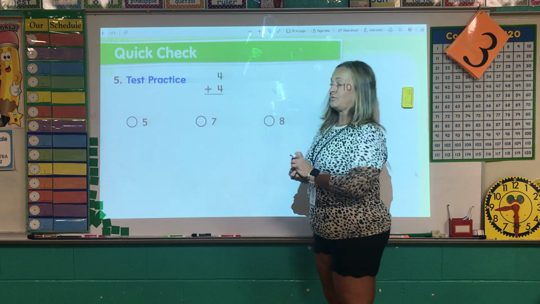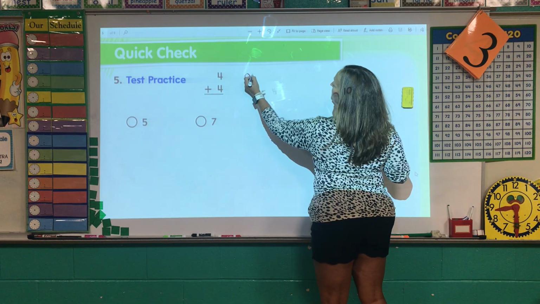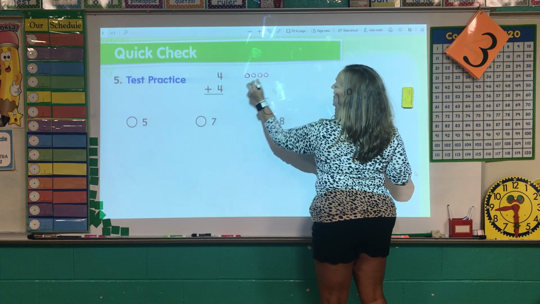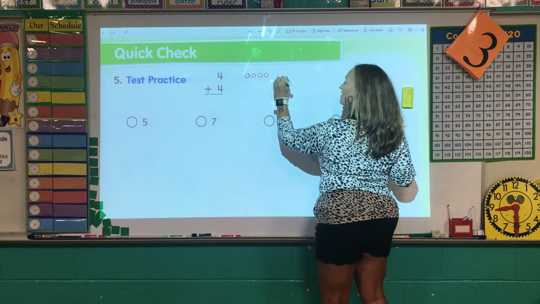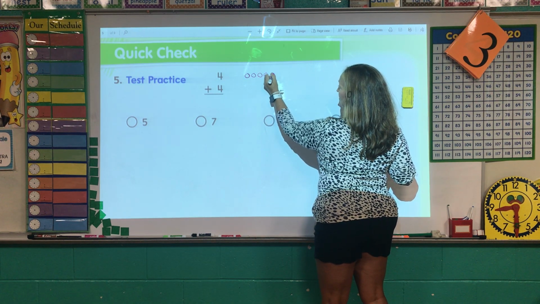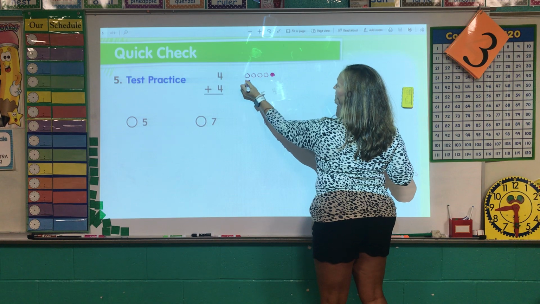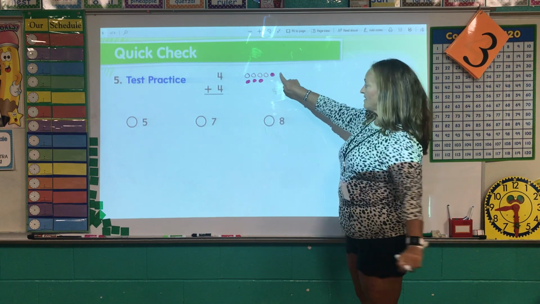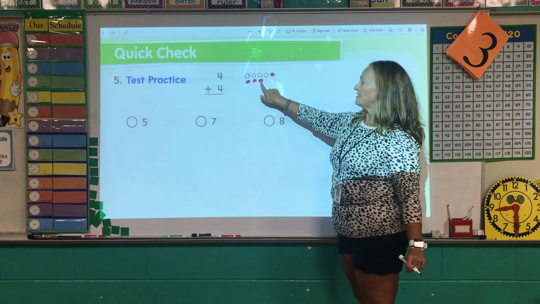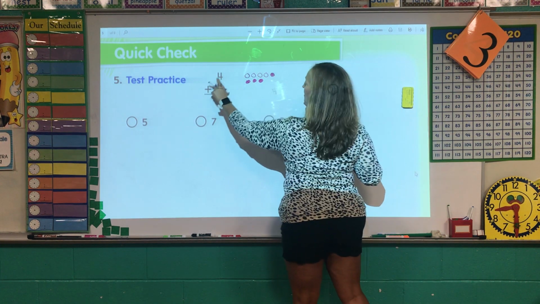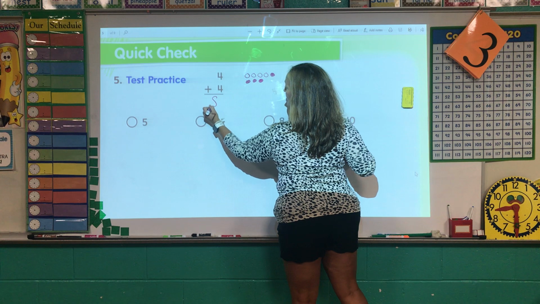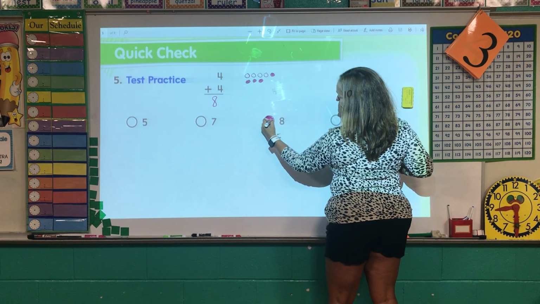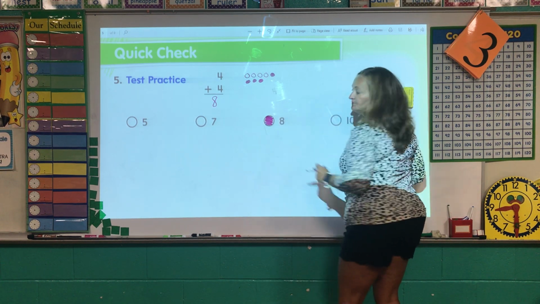Again, if you need to draw a picture, 1, 2, 3, 4, I need 4 more. I want a group of 5 here. There's 1, 2, 3, 4. So I know I have 5, 6, 7, 8. So 4 plus 4 is 8. I'm just going to color in this circle with the number 8.